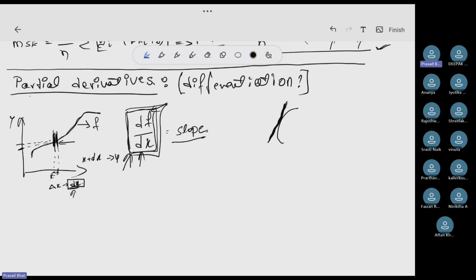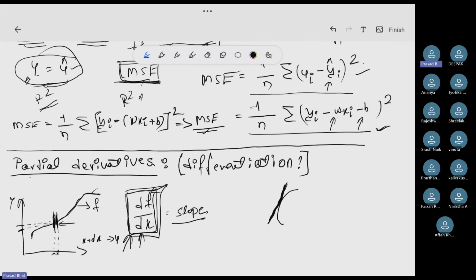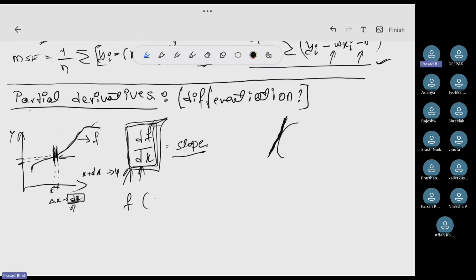What if the function is made up of multiple variables? In our case here, w and b, we are taking as two variables. So f of w comma b we need to find out, df of w comma b, and then the small change here, that is what we need to find out. Let me not complicate it anymore.